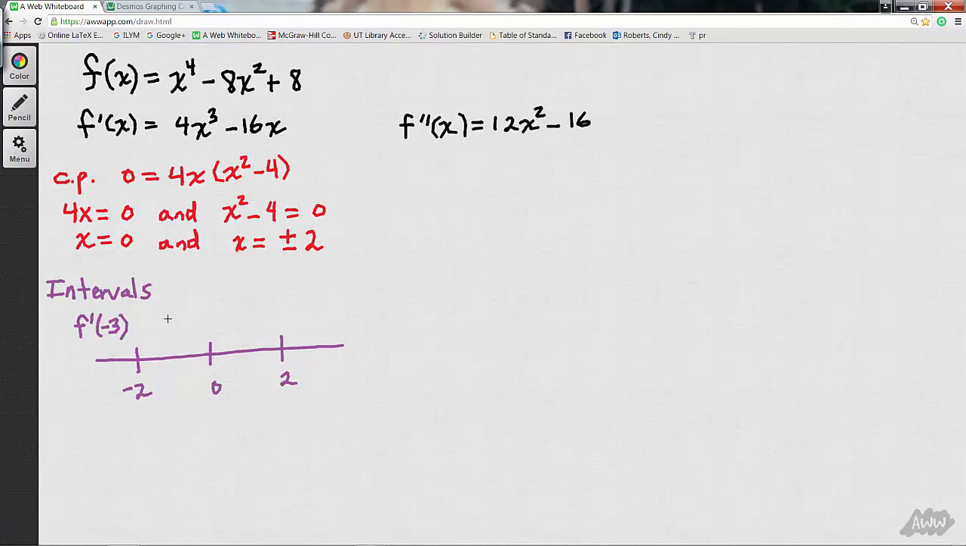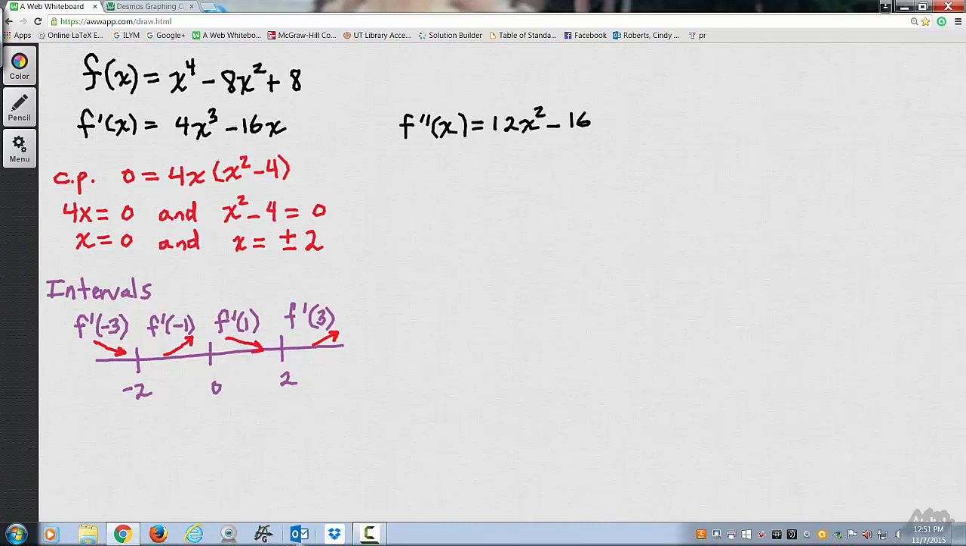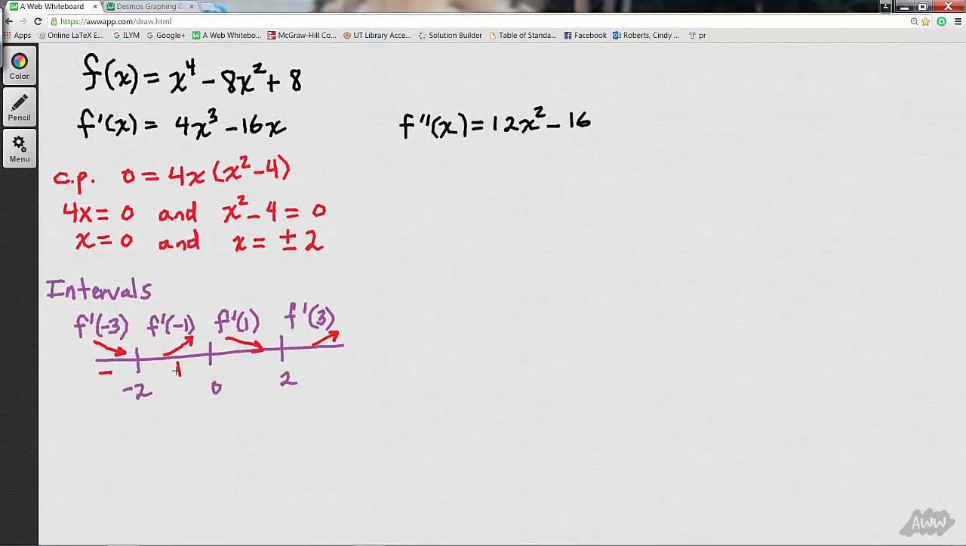So I picked -3, I picked -1, I picked 1, and I picked 3. And from picking each one of these, I saw this first value was negative when I plugged it in, so that's decreasing. This value was positive, increasing, negative, decreasing, positive, increasing. So if you plug in each one of those values into the first derivative, you'll see that you get a negative value, a positive value, a negative value, and a positive value.